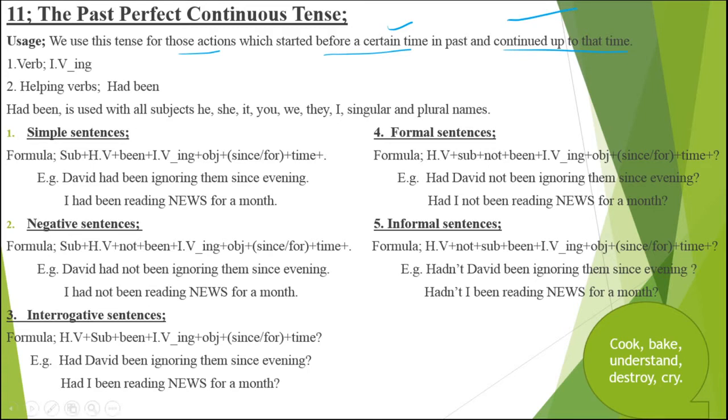After that, maybe you have done a lot of actions. Maybe these actions started at a specific time in the past and continued up to that time. After that, many actions happened, maybe a year ago, 10 months ago, 12 months ago, 1000 years ago, whatever that is. They started before a certain time in the past and continued up to that time, and we are just in the present talking about them.